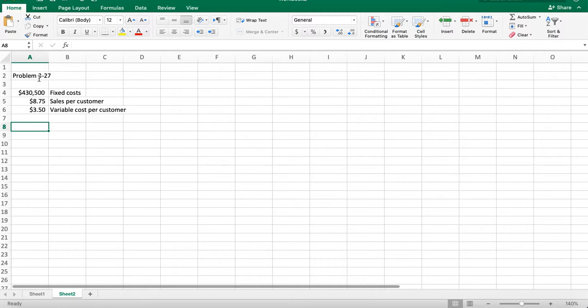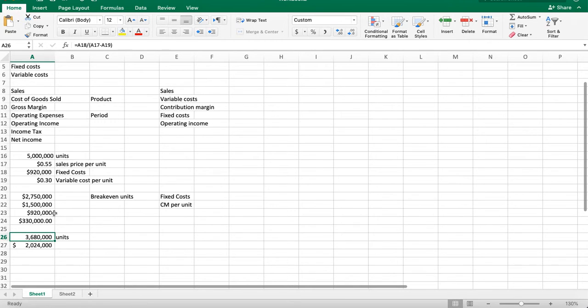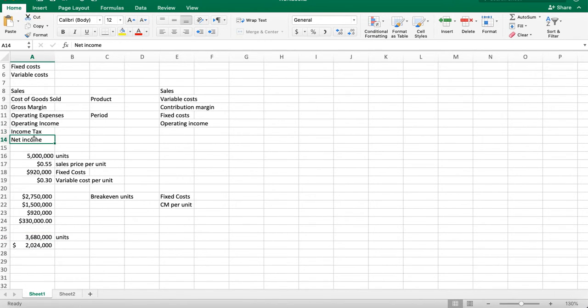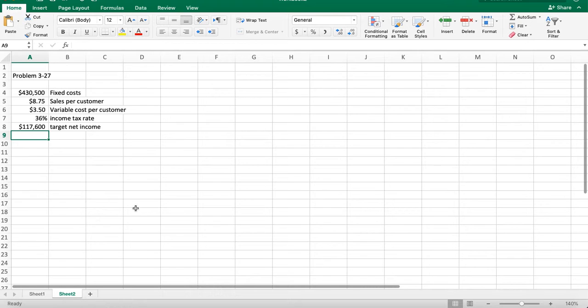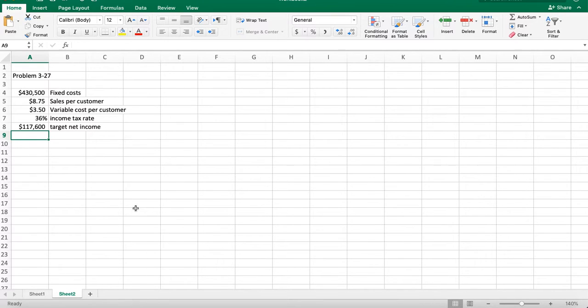Okay, and then the average cost of food and other, oh, we did that. The income tax rate is 36%. And our target net income is $117,600. Now remember, net income is after income tax, so keep that in mind as we work through these problems. So it asks us in this one to compute the revenues needed to earn the target net income.